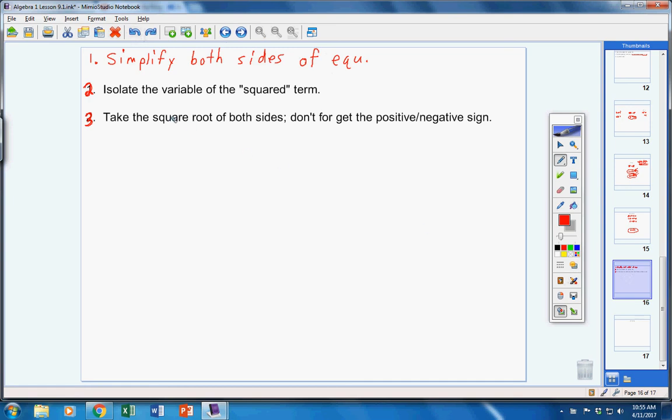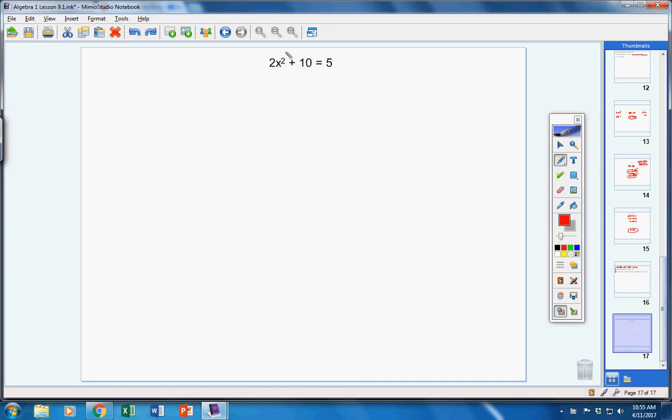Step 2 is isolate the variable of the squared term. Well, here's my squared term. Let's get this x all by itself, okay? So we're going to bring the 10 over and make it a negative 10. So now I'm left with 2x squared equals a negative 5. Okay? Now divide both sides by 2. And I'm going to get x squared equals negative 2.5.